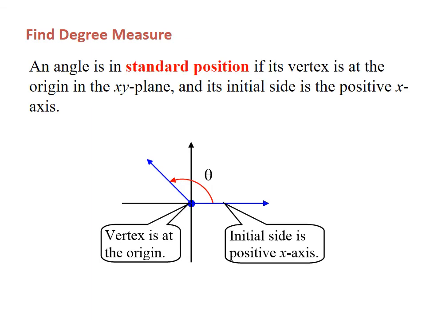To find the degree measure, we'll call this the standard position. And the degree measure, we always rotate in this direction. So we will refer to theta as the angle that is formed from going from the initial side to the terminal side. The vertex is typically at the origin, where the initial side is on the x-axis.